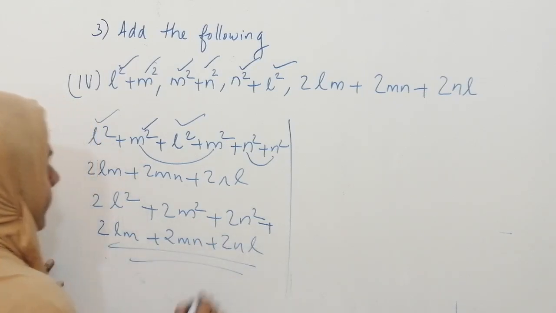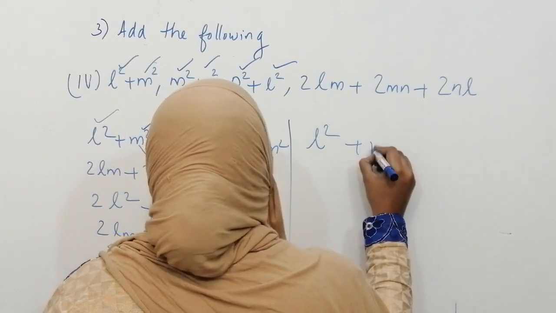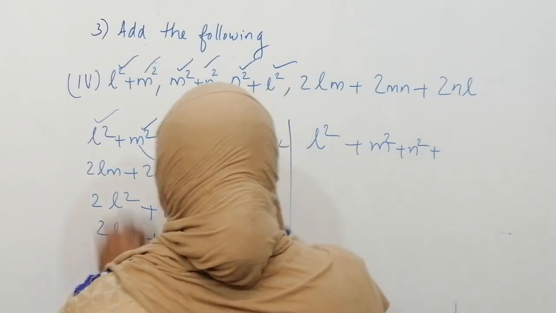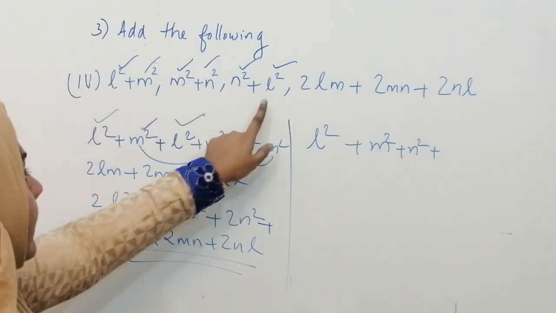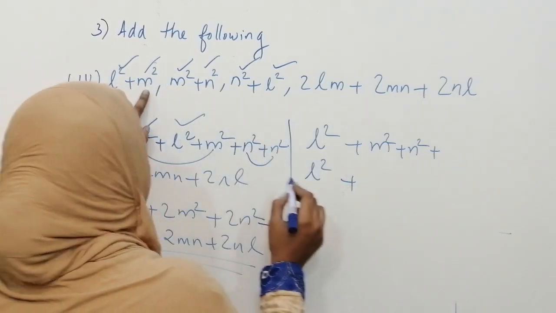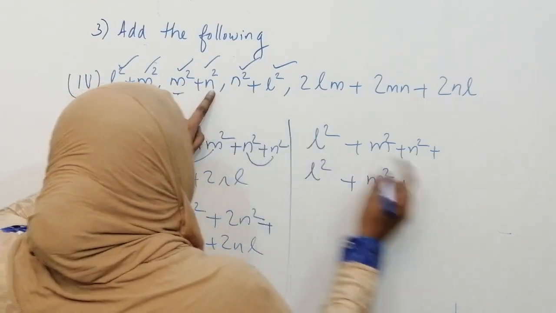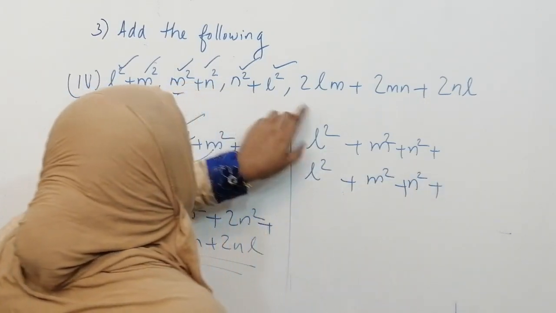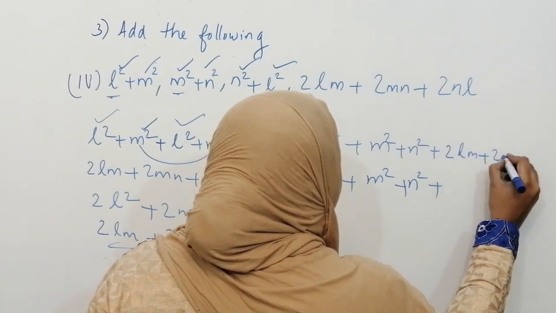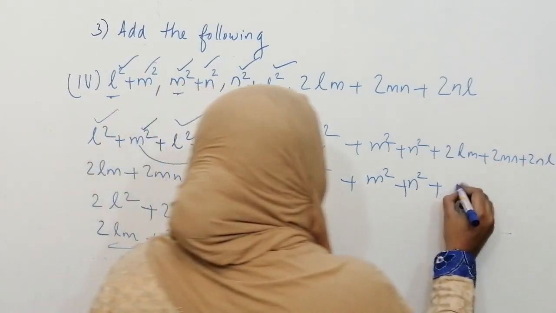So this is our answer. Now we can do it another way. L square plus m square plus n square. So here L square. So which one is the other L square? So here. Then this we finish. Now m square. So here also. So I wrote here. Now there are 2n square. So this we finish. Now this one is the unlike term. So here we can write 2lm plus 2mn plus 2nl. For avoiding confusion, I am just giving 0 here.